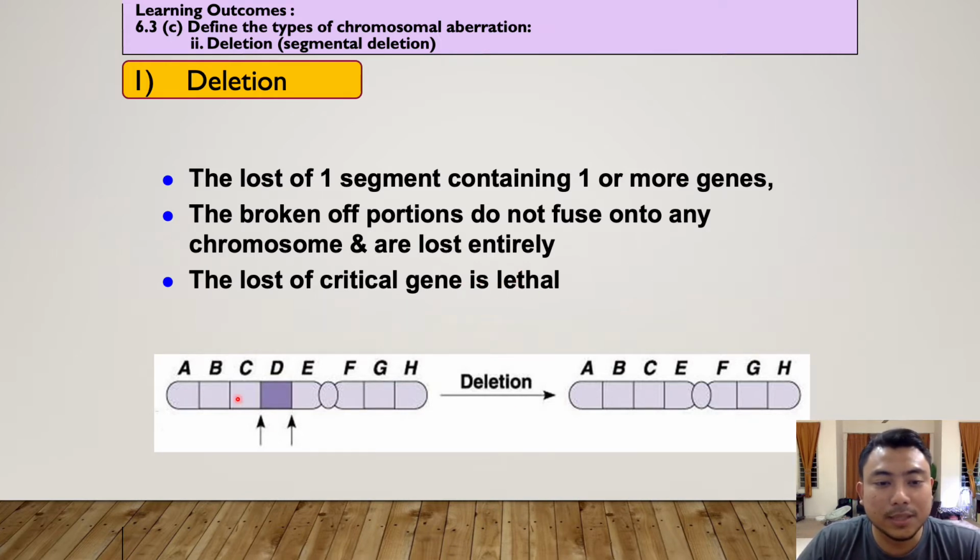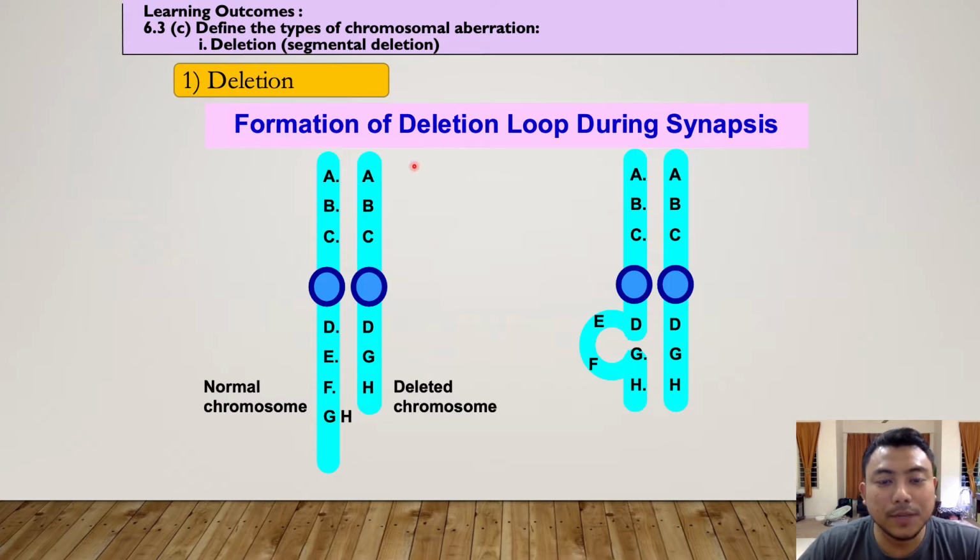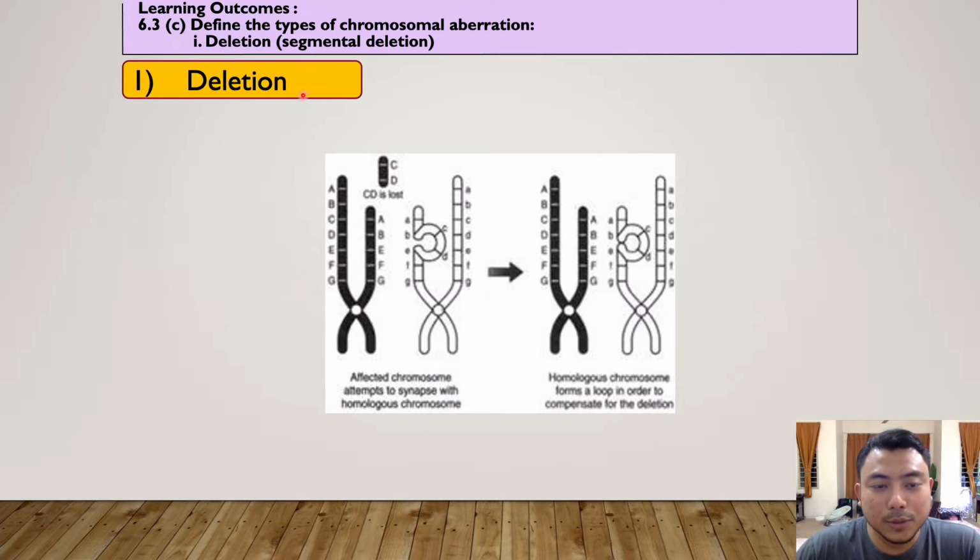So we can see here from this diagram, we have the chromosome, okay. We have the segments A, B, C, D, E, F, G, H. So portion D or segment D is being deleted or removed. So we only have A, B, C, E, F, G, H. Okay. So this is the formation of a deletion loop during synapsis. So dia boleh berlaku semasa synapsis, yang di mana portion of E dengan F ni hilang. Okay, so these are the deleted chromosome. So this diagram also shows the process of deletion.